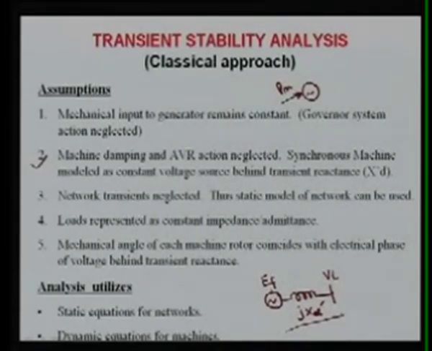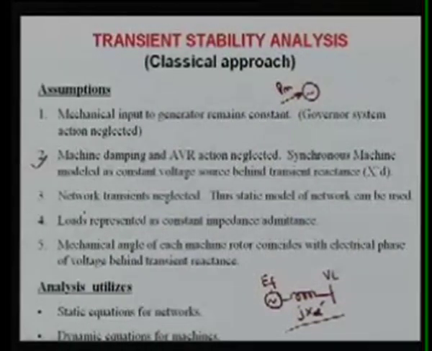Also, we know in the power system all the components have some dynamics and their equations. For example, network dynamics, protection system dynamics, governor dynamics, mechanical input dynamics. So all have dynamics. But in this classical approach, we also ignore the network transients, meaning those are neglected. Thus the static model of the network is considered. We only go for the static model in this classical approach.